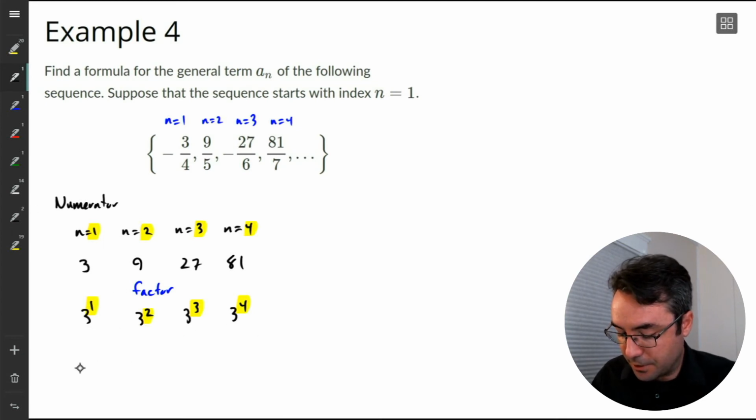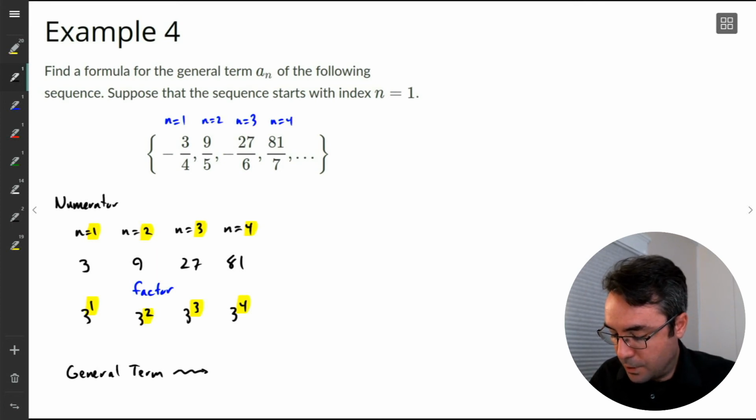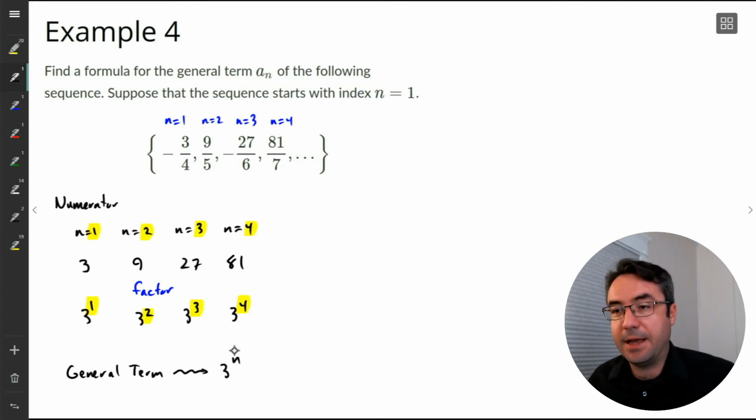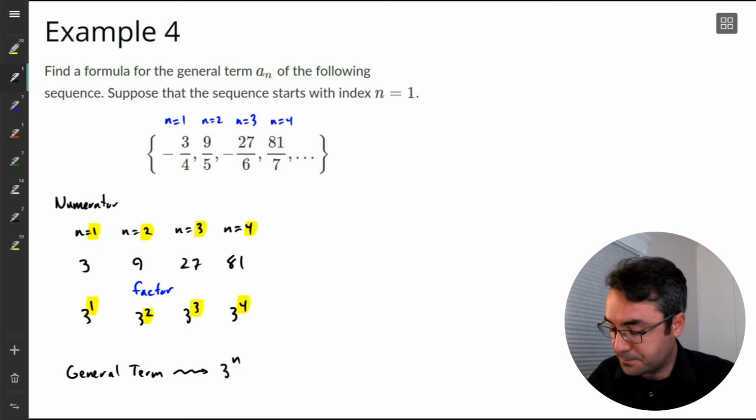So the general term would have 3 to the power n in our numerator. Our first one had 3 to the power 1. Our second one had 3 squared. Our third one had 3 raised to the power 3. And our fourth one had 3 raised to the power 4. So in general, the nth one would be 3 raised to the power n.